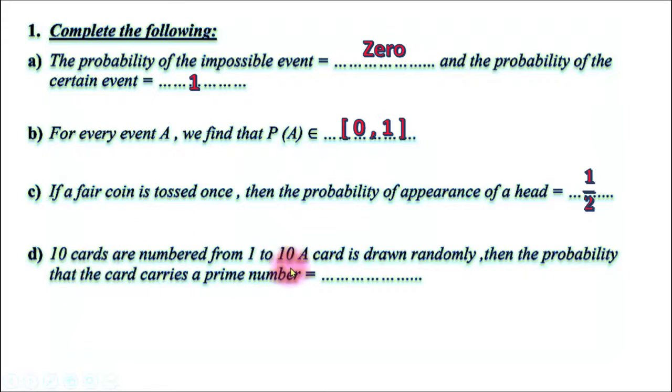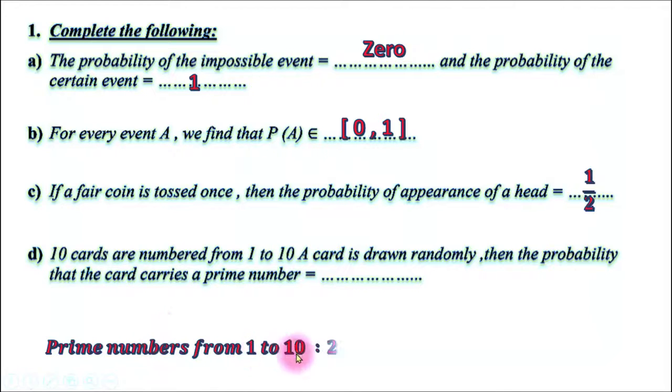D: 10 cards numbered from 1 to 10, a card is drawn randomly, then the probability that the card carries a prime number. The prime numbers between 1 and 10 are 2, 3, 5, 7. We have 4 prime numbers between 1 and 10. Then the probability equals 4 over 10, and in simplest form equals 2 over 5 or 0.4.